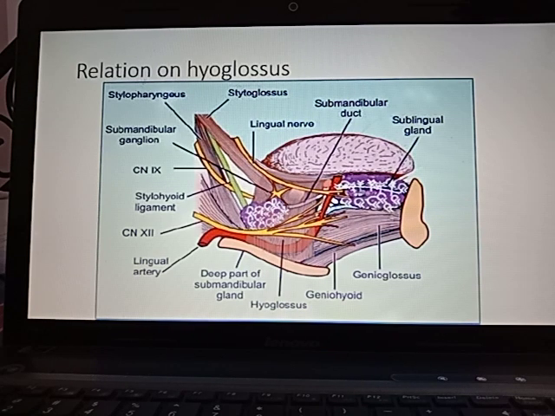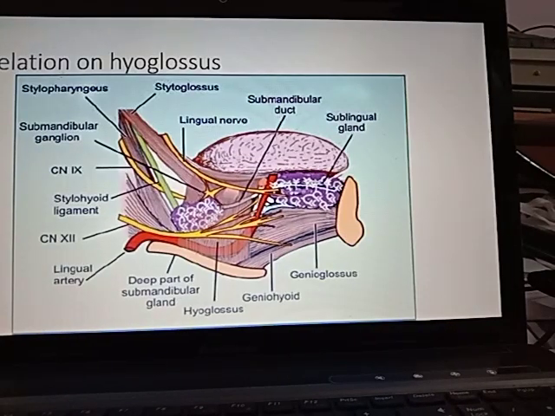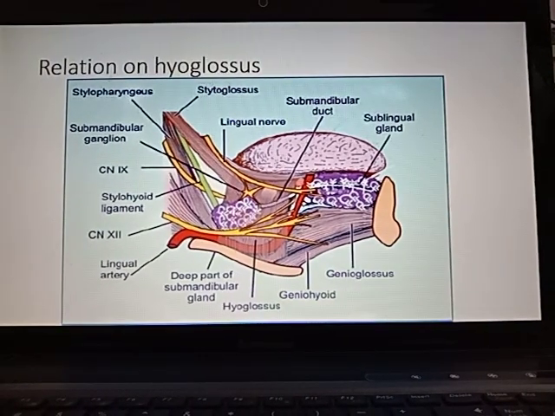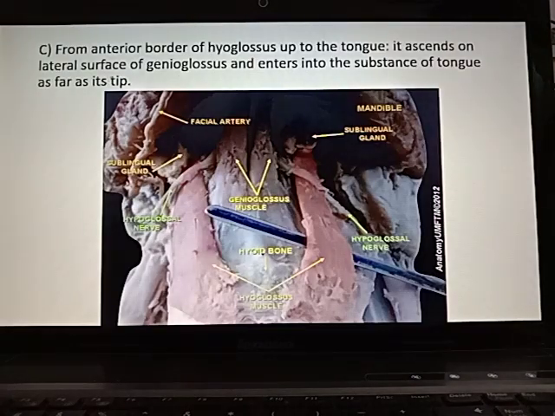And the greater cornu of the hyoid bone. These are the relations of this hypoglossal nerve on this hyoglossus muscle. From the anterior border of the hyoglossus up to the tongue, it ascends on the lateral surface of the genioglossus and enters into the substance of the tongue as far as the tip.